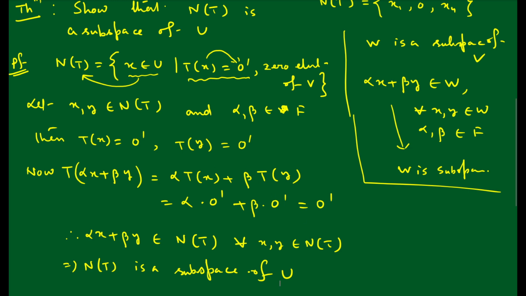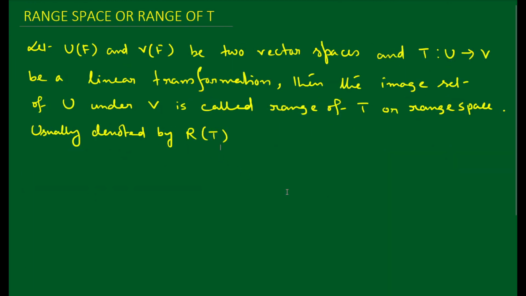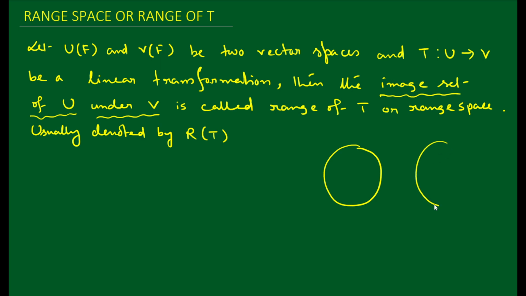Okay, now let us go to the range space. What is a range space or range of T? So similar type of definition. So U and V are two vector spaces. Again, T is a transformation from U to V. Then now see, the image set of U under V is called range of T. So let us try to understand by drawing a diagram.